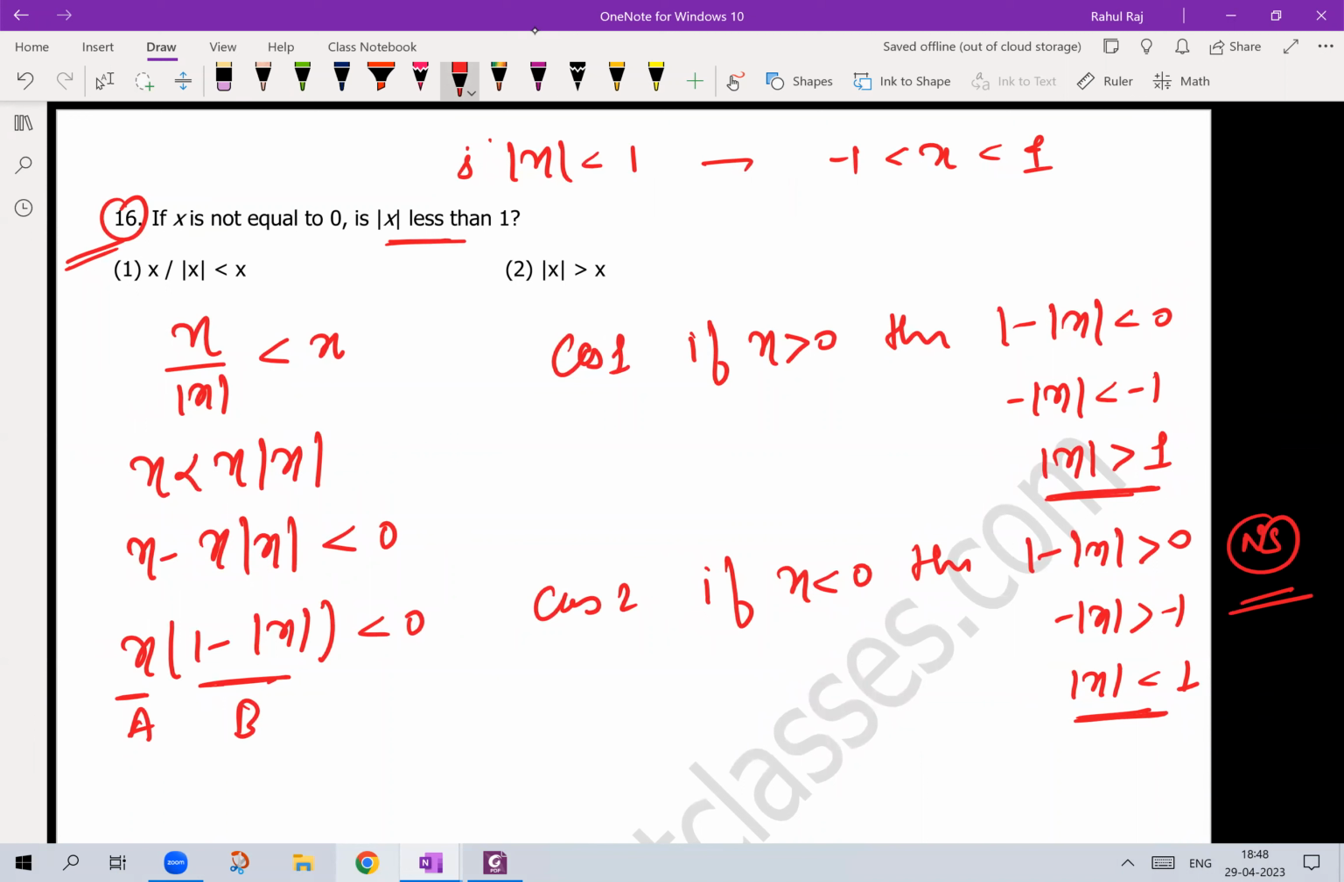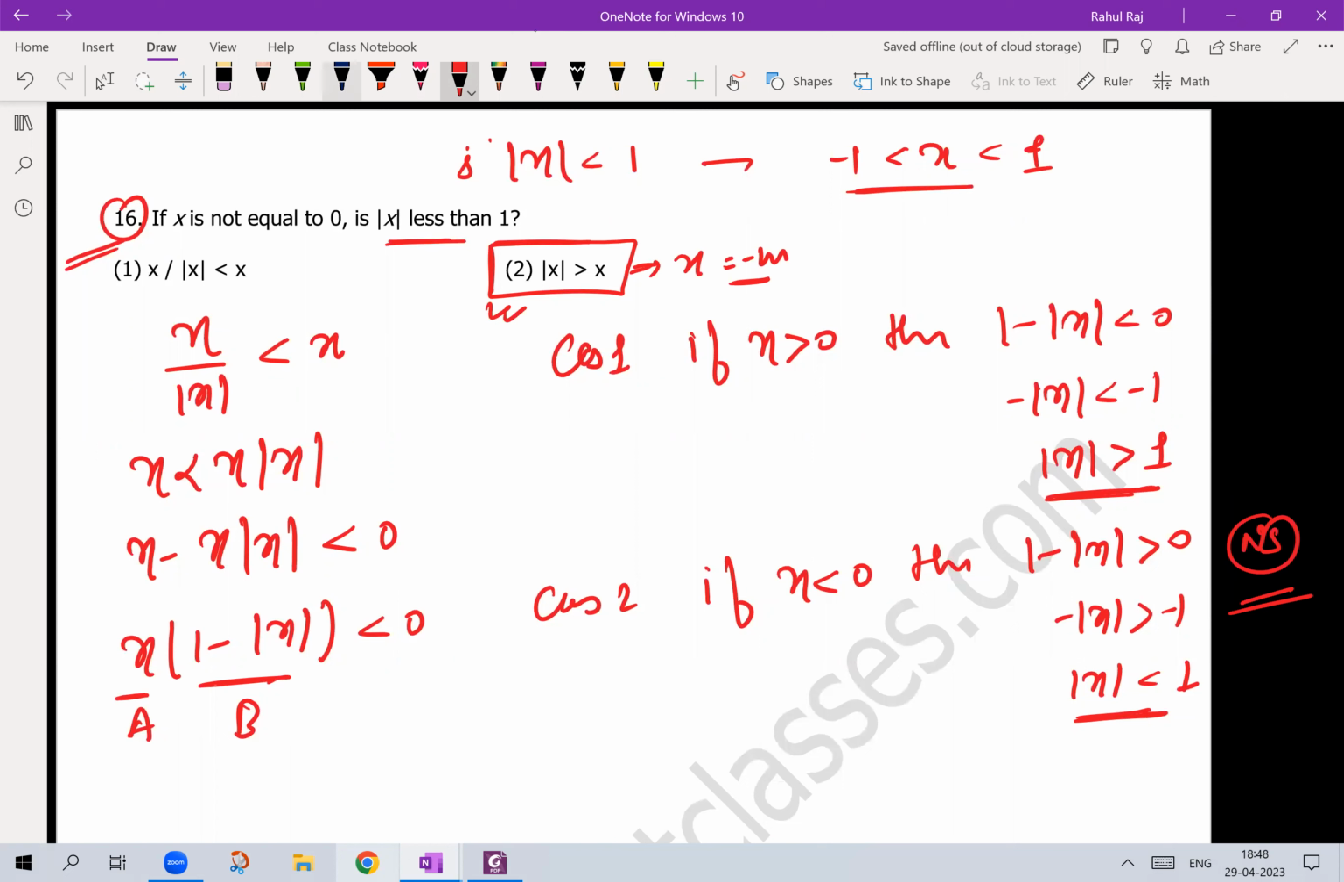Option number 2 says what? x is negative. In data sufficiency, always remember there's only one type; the question may belong to any chapter. If at all the question is a bit tricky, only one statement will be tricky, and the other statement will be super easy. Mod x greater than x simply means x is negative. If x is negative, it may lie between 1 and negative 1, or it may not. It may be negative half, it may be negative 5. So both satisfy this, and this is not sufficient.